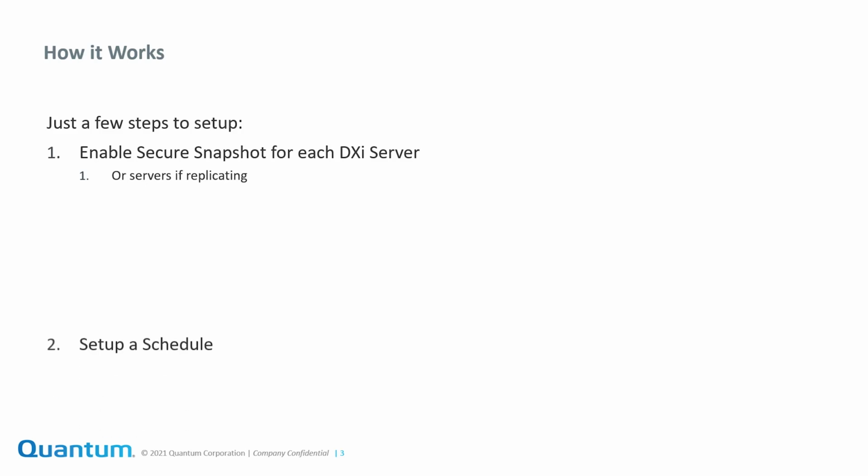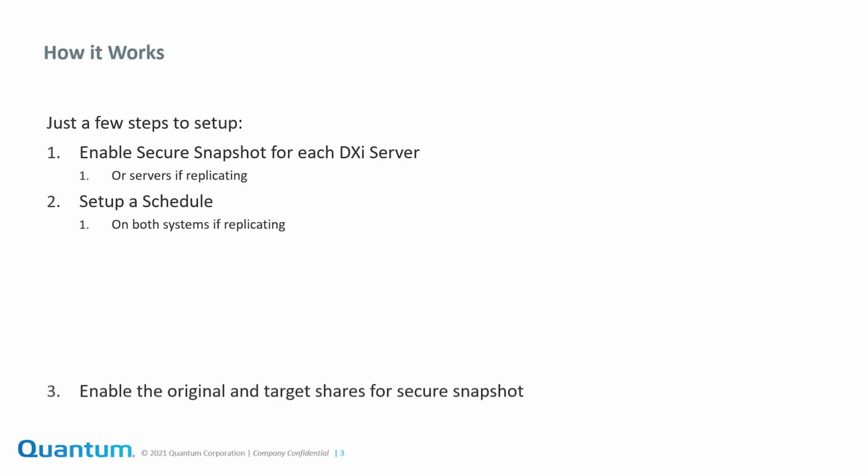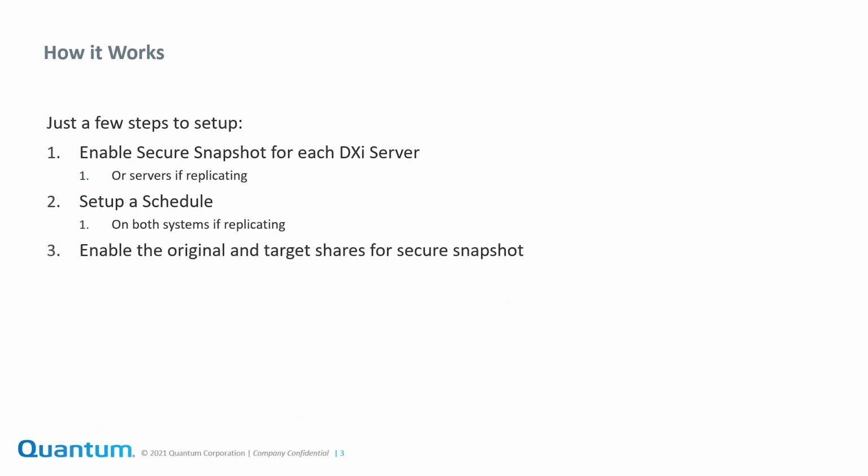Now, there's a few steps to set up. As I mentioned, you have to enable Secure Snapshot for each DXi server, and I'll show that in just a minute, or both servers, of course, if replicating. You need to set up a schedule on both systems, replicating again, do it on both sides of the replication, and enable the original and target shares for Secure Snapshot. Again, it might not be all your shares, it might just be certain ones. Just like with replication, you might replicate some shares and not others. You might set up Secure Snapshot for some shares and not others.